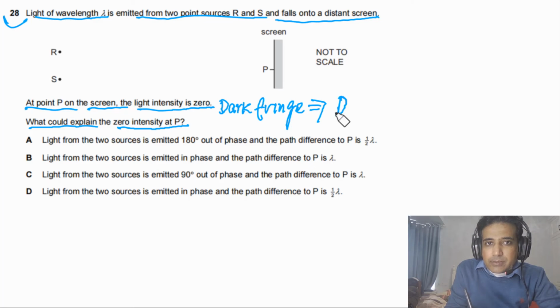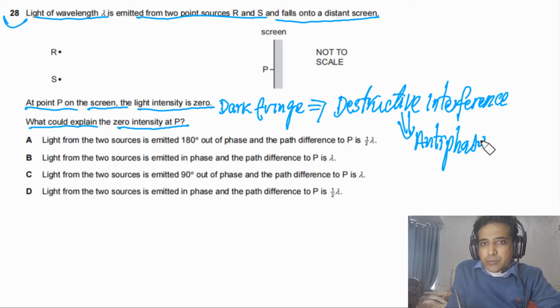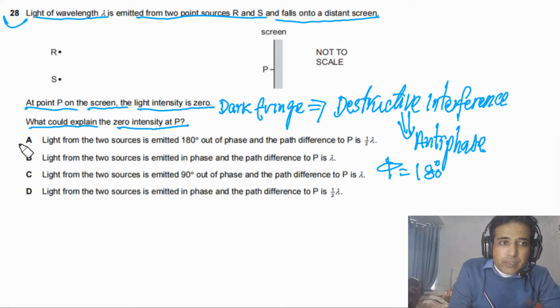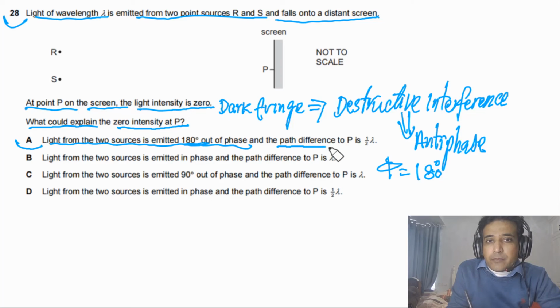It also means that there is destructive interference. And destructive interference between two waves takes place when they are in anti-phase, or we can say phase difference is equal to 180 degrees. So these are main points. Now if you look at given options, option A is given to us, light from two sources is emitted 180 degree out of phase and path difference to P is 1/2.